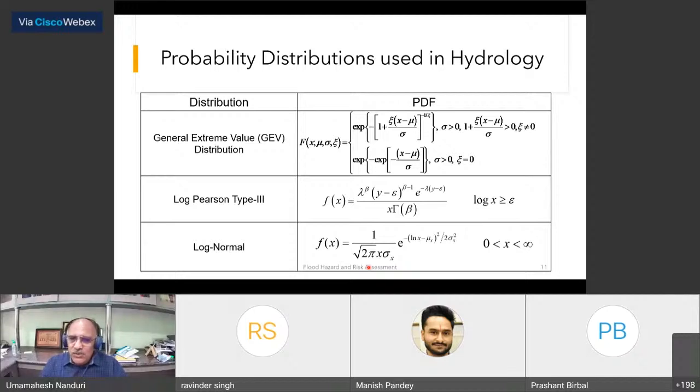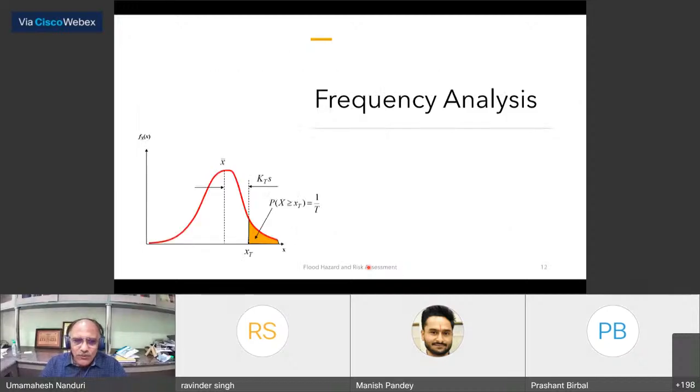Okay, so whichever distribution you're using, what we are trying to find out is a value of xt which has, say, a probability of exceedance equal to 1 by T. Probability of exceedance means I'm talking about the area under the curve on the right hand side. The area on the left hand side is what we call the probability of non-exceedance. So we're trying to find the value of xt which has probability 1 by T, where T is the return period.